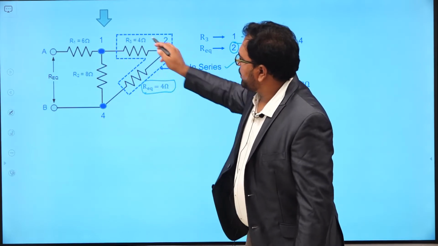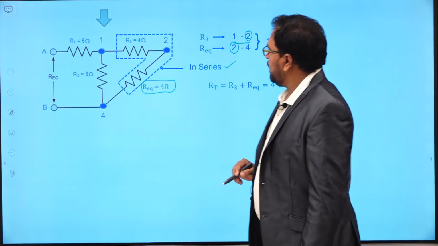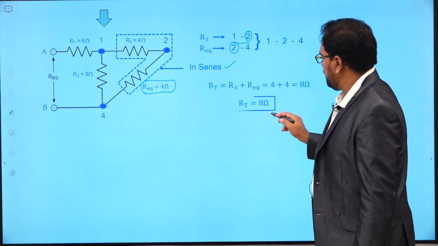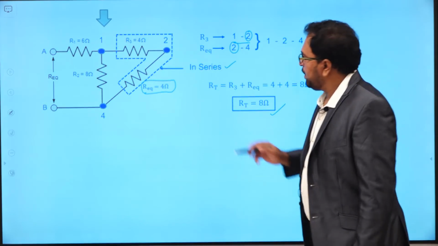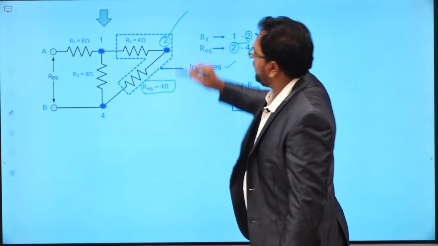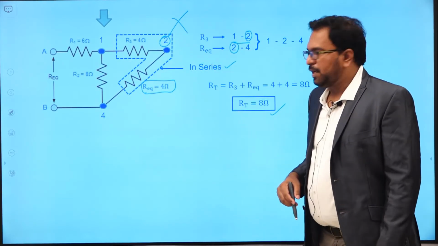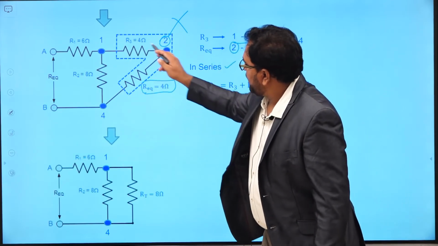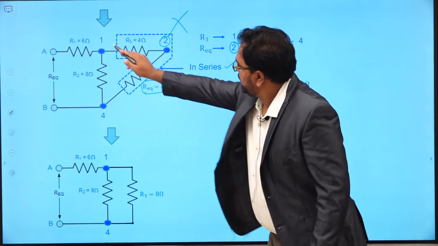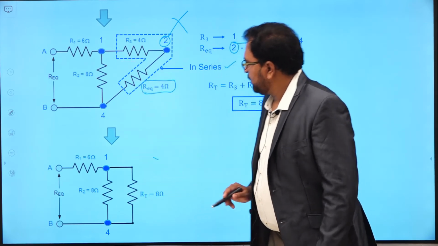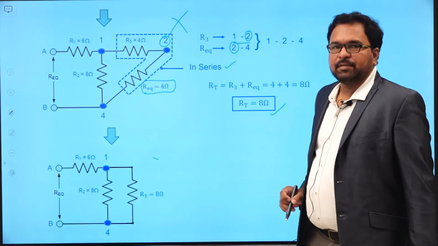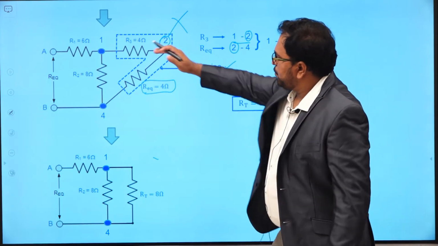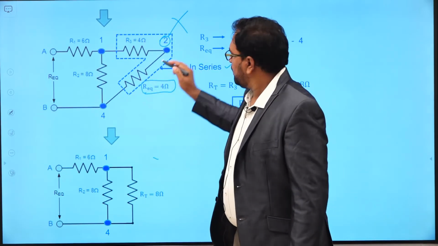If you remove these two resistors and replace them with a single resistance of equivalent value 8 ohms, then node 2 is also going to be eliminated. Like this: we place the equivalent resistance of 8 ohms between 1 and 4, and node 2 is eliminated. That means when you replace two resistors connected in series, the common node is eliminated.